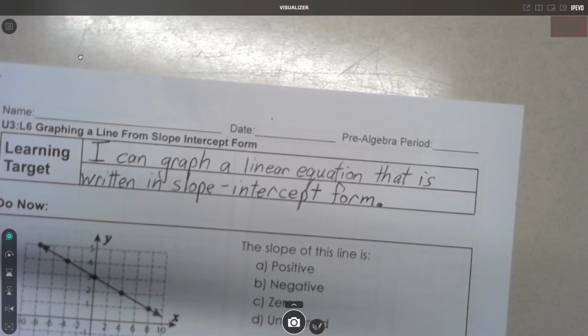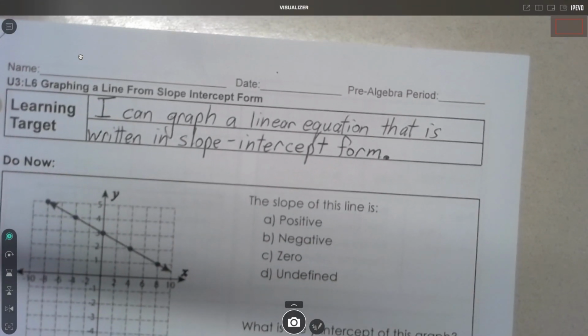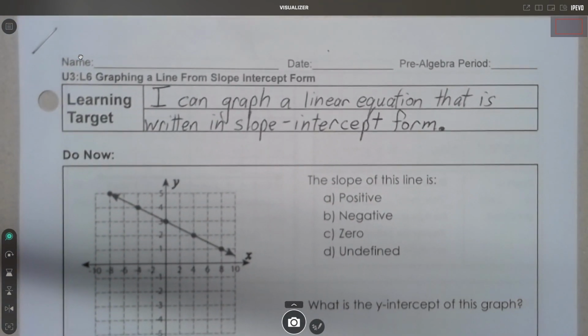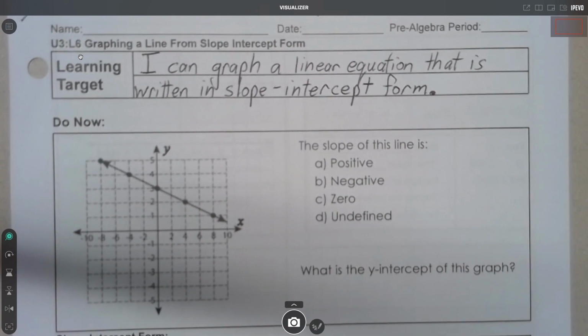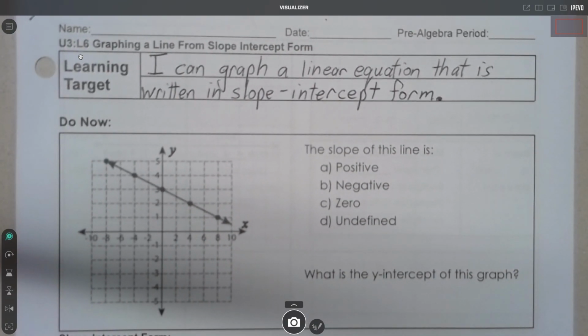Welcome to Unit 3, Lesson 6, Graphing a Line from Slope-Intercept Form. Please write down the learning target and try the do now. So pause this video, write down the learning target, try the do now on your own.